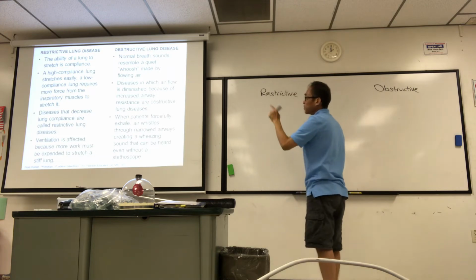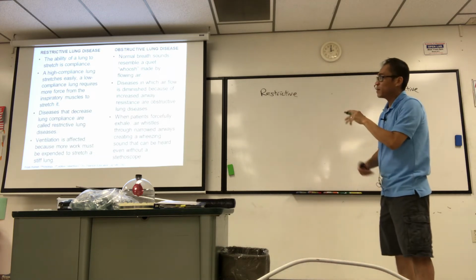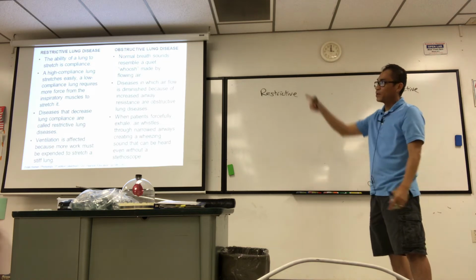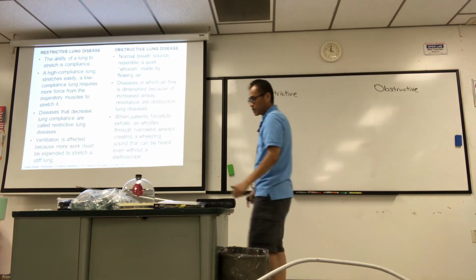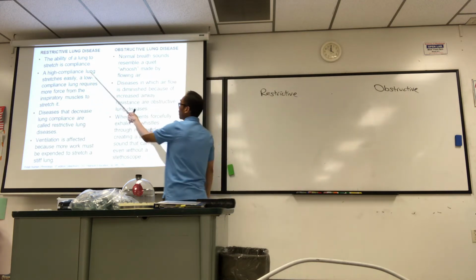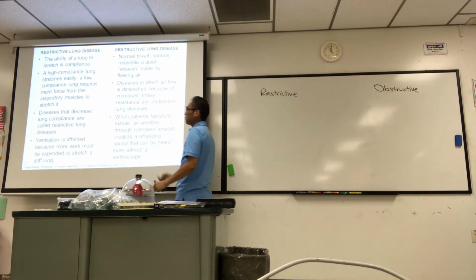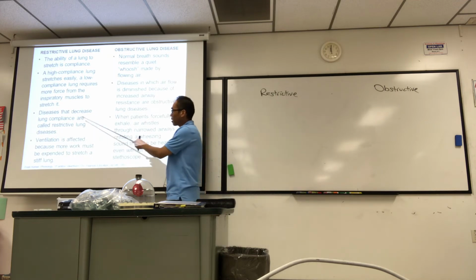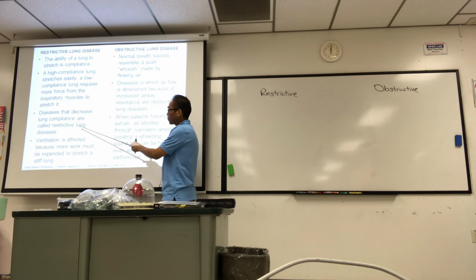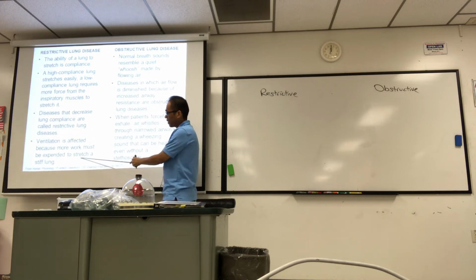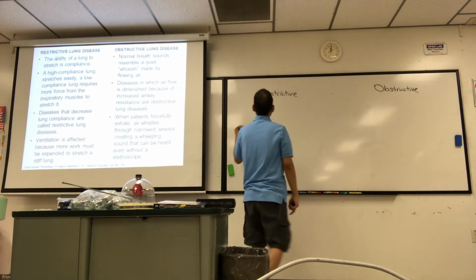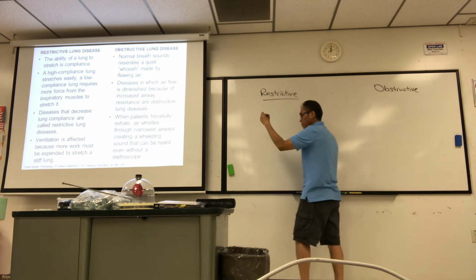Now, the difference between restrictive is in the word. Restrictive means it's difficult to inflate the lung. And so the ability to inflate a lung with air is compliance. That's the word right here. So compliance, a high compliance lung, it's easy to fill. That's good. Now, diseases where lung compliance is reduced are called restrictive lung diseases. Basically, it's difficult to inflate a stiff lung. Restrictive: the lung is restricted from inflating.